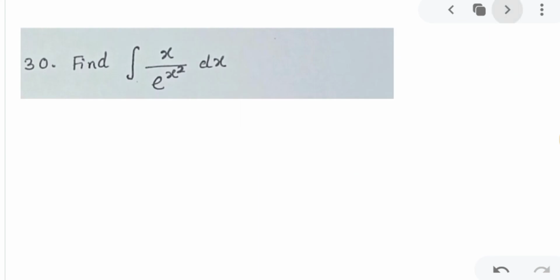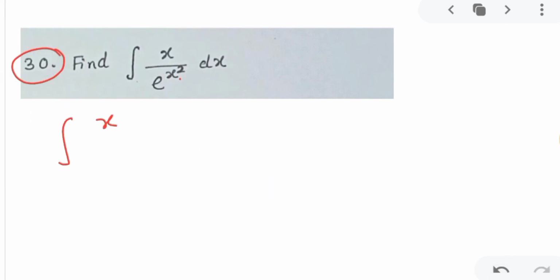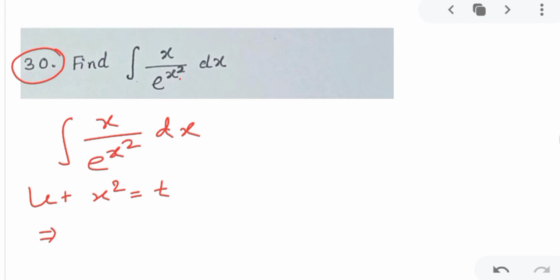Okay, now we'll come to the next question, question number 30. We have to find the integration of x divided by e to the power x square, dx. If you observe carefully, we solve this type of question by substitution. So I will substitute x square as t. Clearly it is visible that if x square is t, then taking the derivative on both sides, 2x dx will be dt.